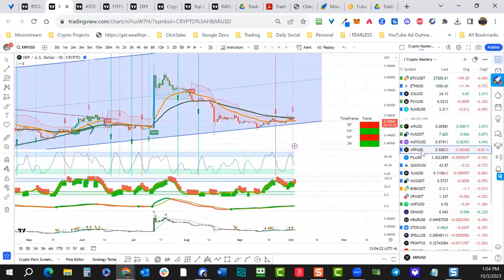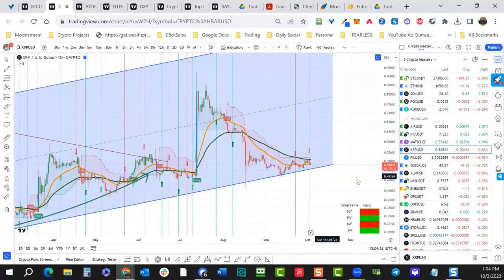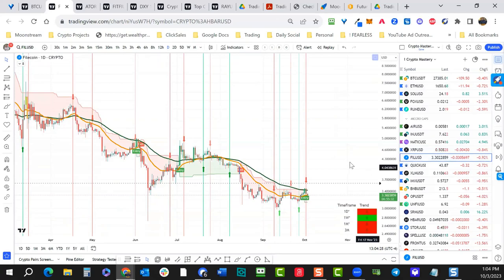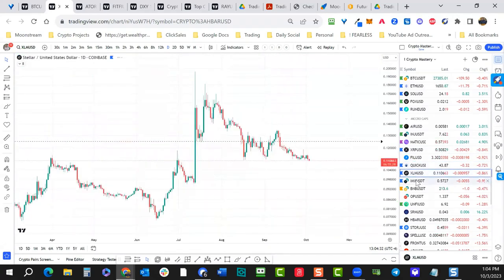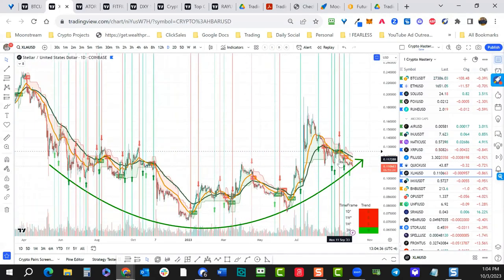And so let's keep going. Polygon hasn't been looking great lately. XRP sort of down in this trend channel, two bearish ERIs. I'd stay away from that. Filecoin, not looking great. Overall markets are just going sideways, so we don't want to look for things that aren't there. You know, XLM Lumens is in a nice big bottoming pattern.